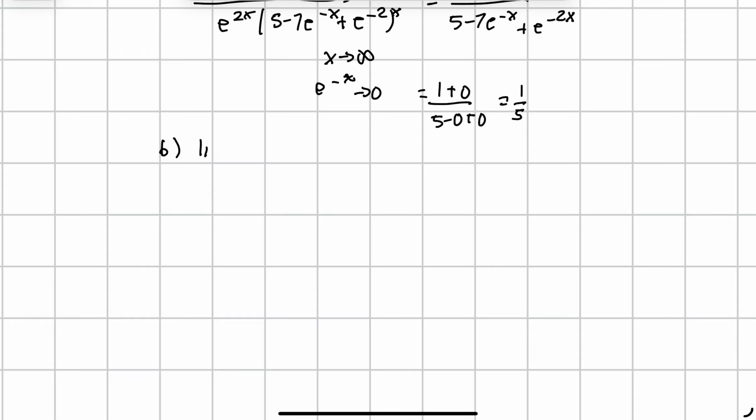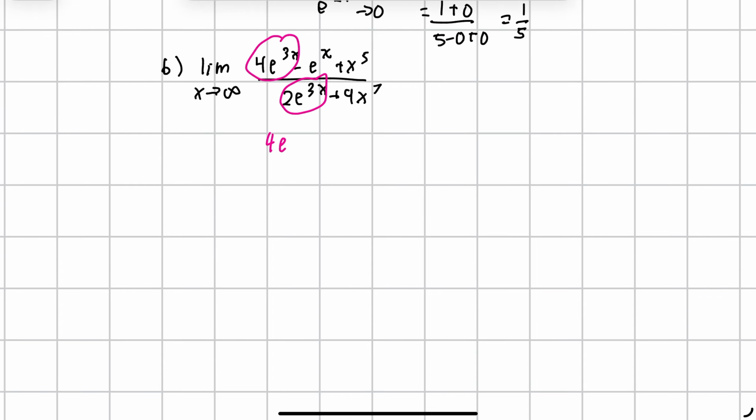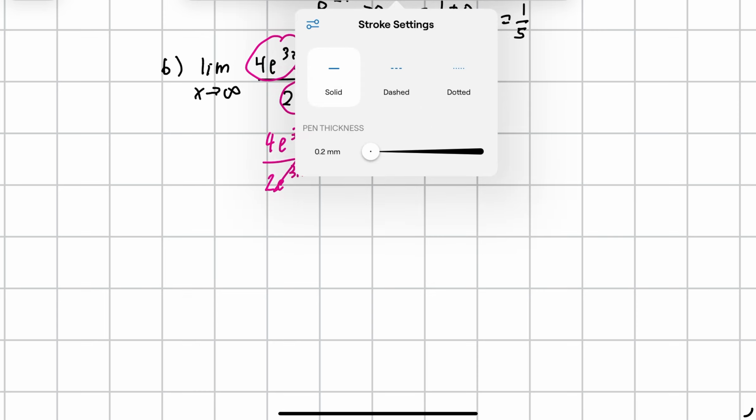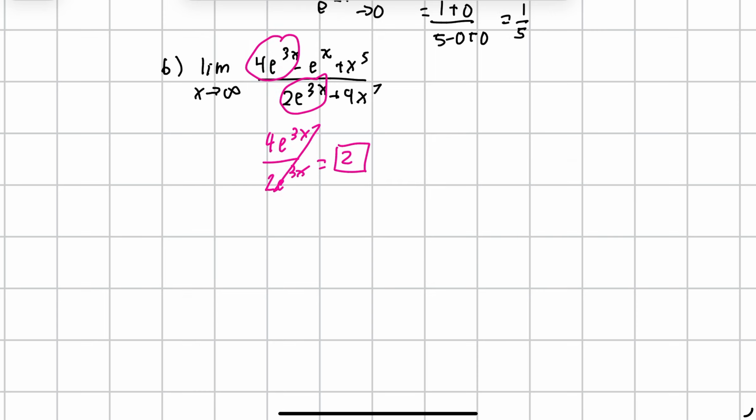So for our next example, we have the limit as x approaches infinity of 4e^(3x) minus e^x plus x^5, all divided by 2 times e^(3x) plus 9x^7. On the top, we have this as our dominant term, and on the bottom, we have this. So we're going to take the ratio of the two, 4e^(3x) over 2e^(3x). That's going to simplify to just 2. So our answer is going to be 2.